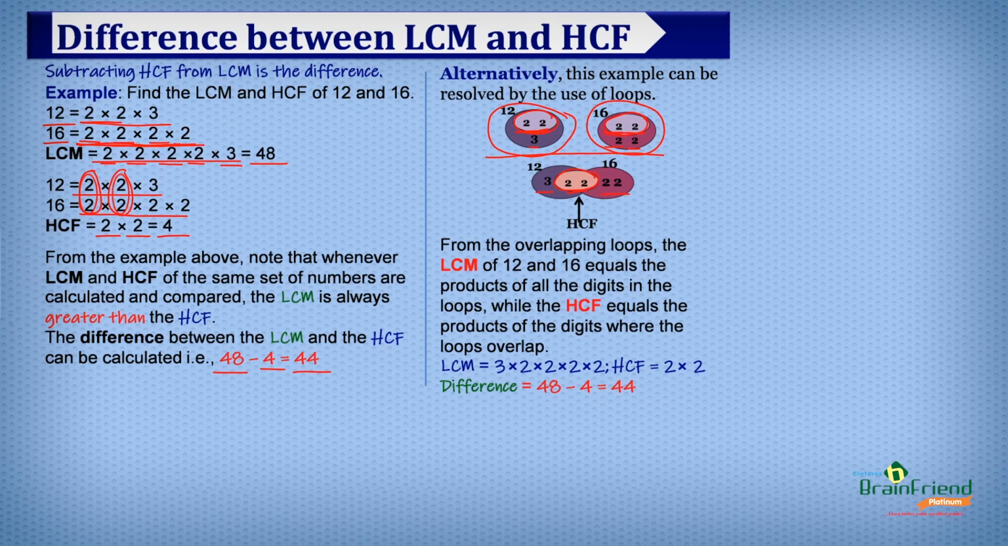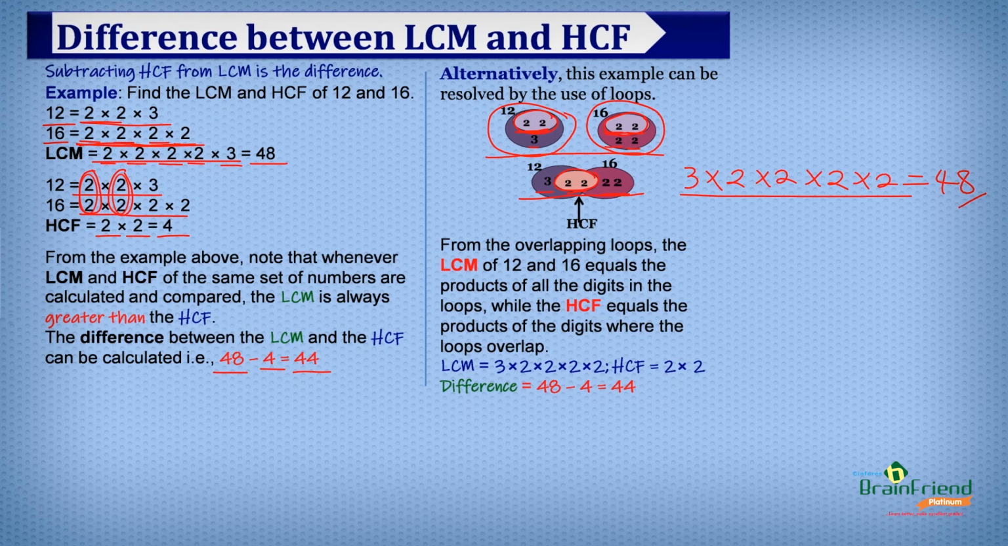I believe that was clear enough. After doing that, the next thing is to find what our LCM is. We can find our LCM from here by multiplying all we have in all the loops combined. What do I mean? Here we have 3 multiplied by 2 multiplied by 2 multiplied by 2 multiplied by 2. When we multiply all this, it will give us 48. And 48 is our LCM.